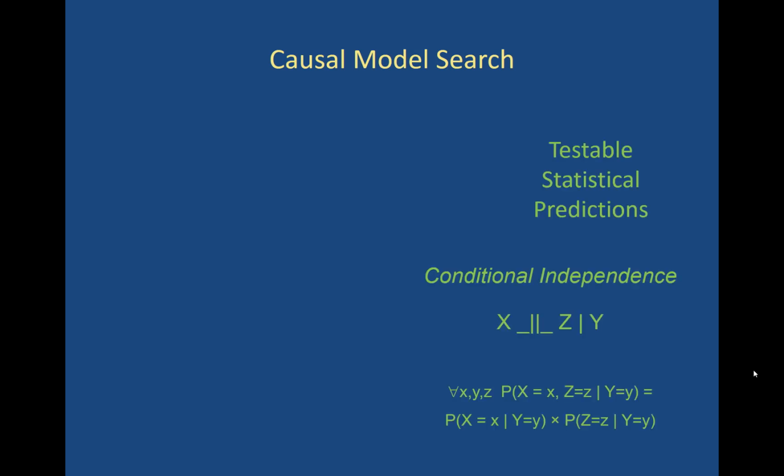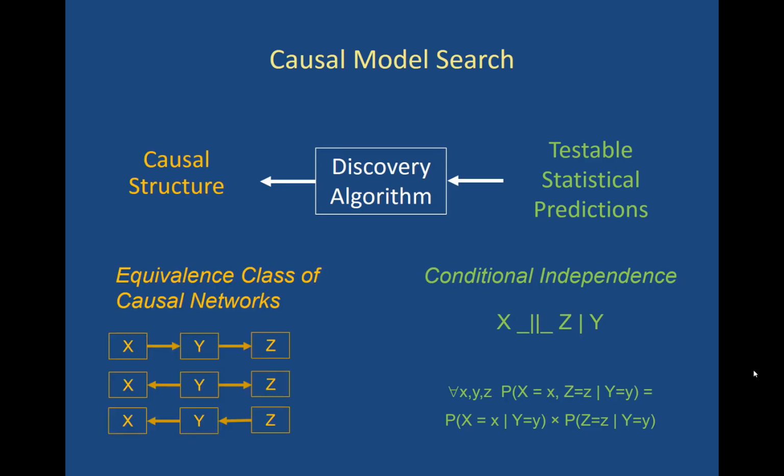And so if we start with conditional independence, something we can test from the data and make statistical decisions about, and we have a discovery algorithm, that algorithm could generate information about the causal structures that might have generated those testable constraints. And what we get when we do that kind of thing for conditional independence relations is not a single causal model, but an equivalence class of causal networks, all of which entail the exact same set of constraints, namely the ones we actually observed in the data.